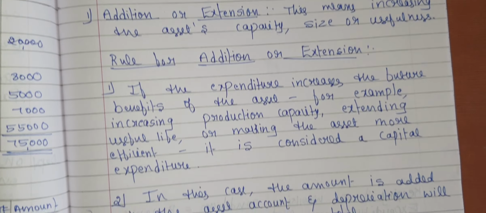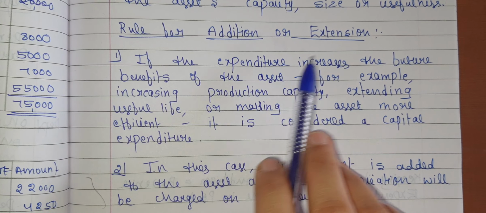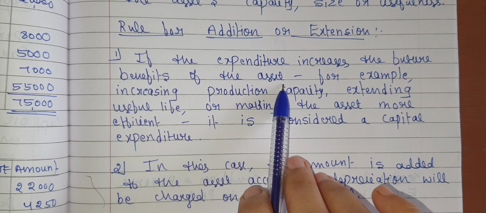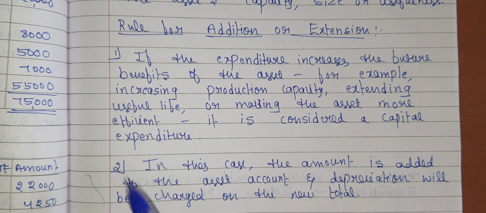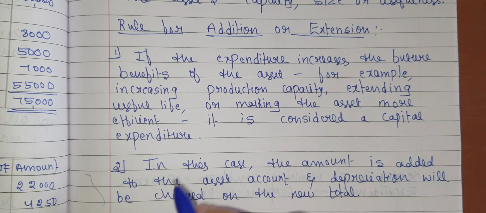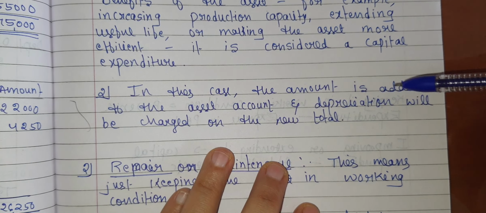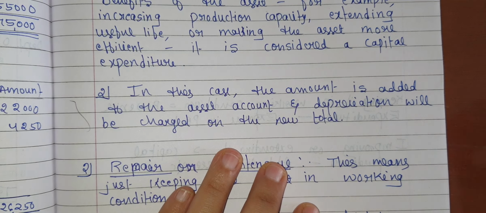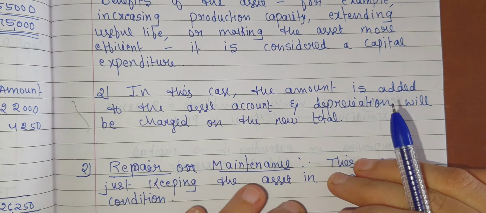Clear? So let's see the rule for addition or extension and how to treat it in accounting. If the expenditure increases the future benefit of the asset, for example, increasing the production capacity, extending useful life or making the asset more efficient, that is considered capital expenditure. This one we have already discussed. In this case, the amount is added to the asset account and depreciation will be charged on the new total.